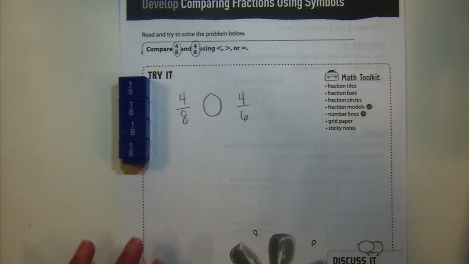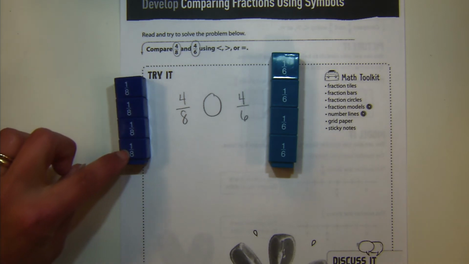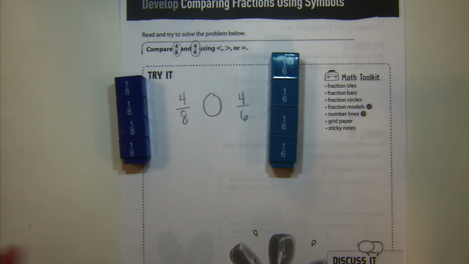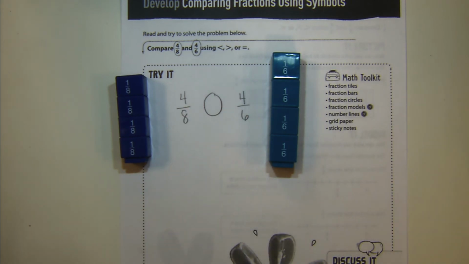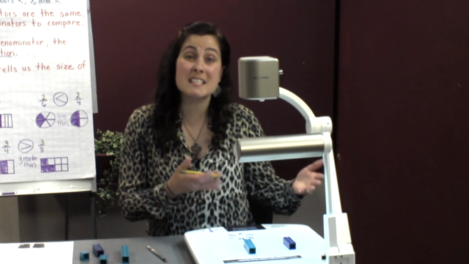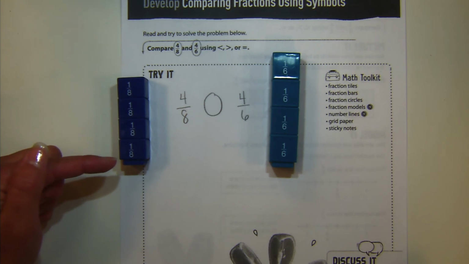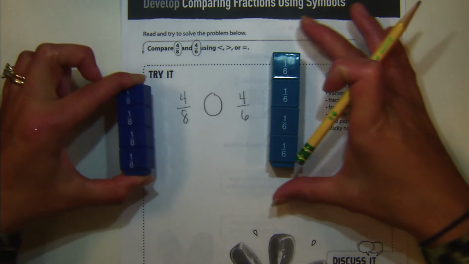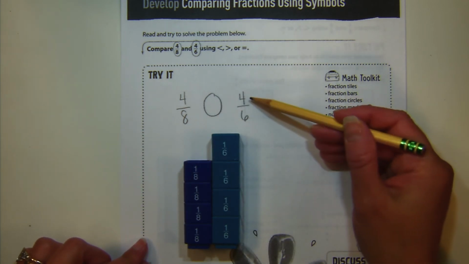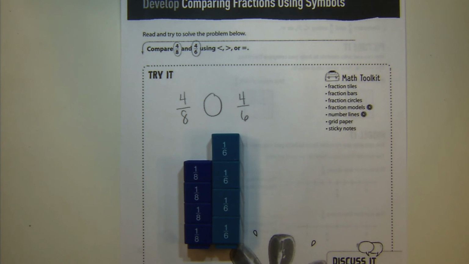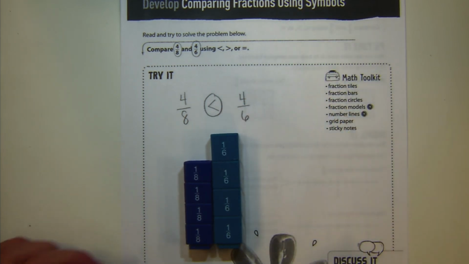I'm going to grab my 4/6. So if you had to compare these, we've got 4 out of 8, we've got 4 out of 6. Their numerators are the same. We've got common numerators. This was the tricky one. Eighths are actually smaller pieces than sixths. We took the whole, we broke it into 8 parts, and I'm only giving you 4 out of the 8. The other side, we took the same whole and broke it into sixths, and I'm giving you 4. So you can clearly see from our fraction cubes that 4/8 is less than 4/6.